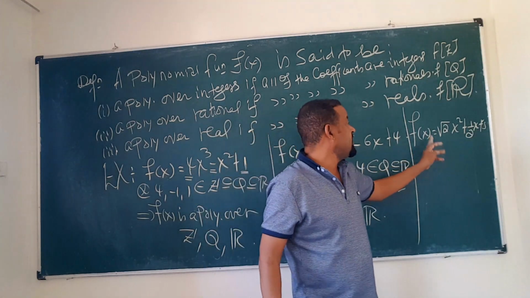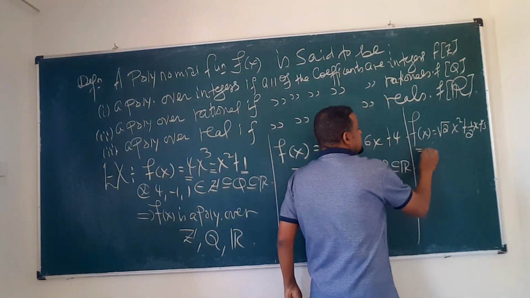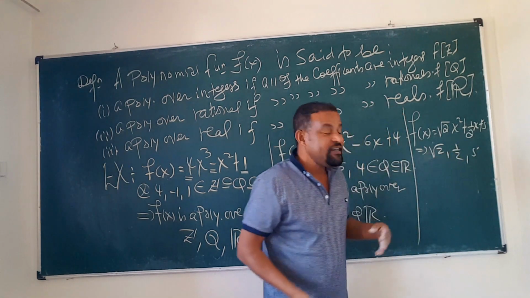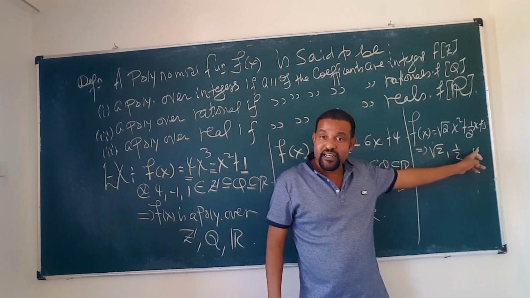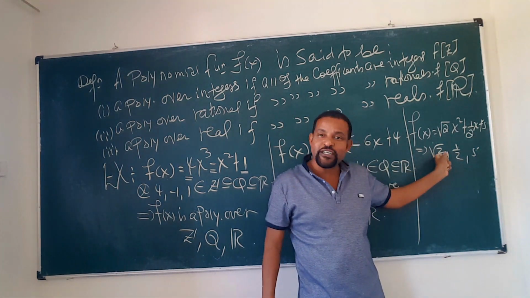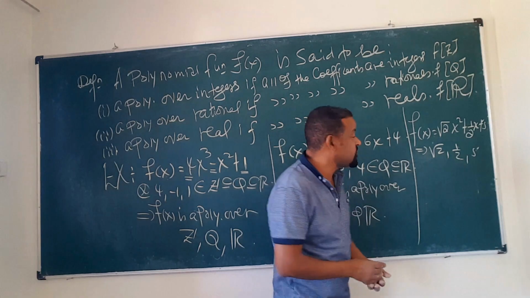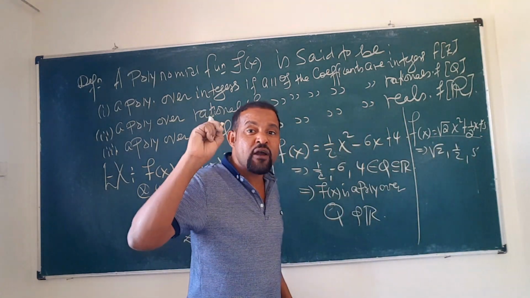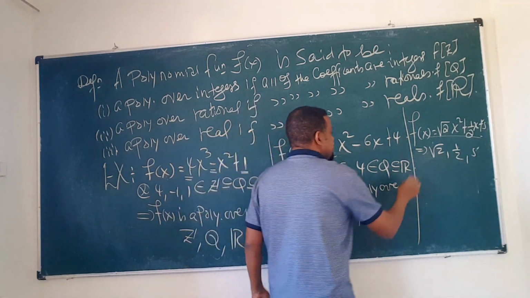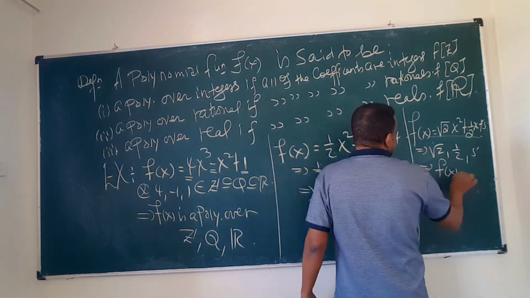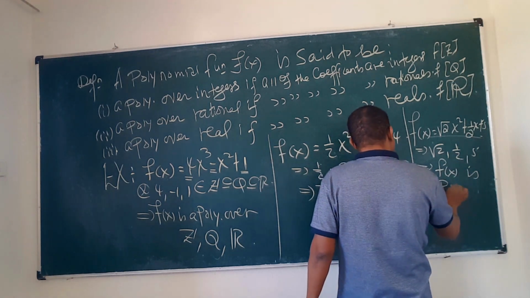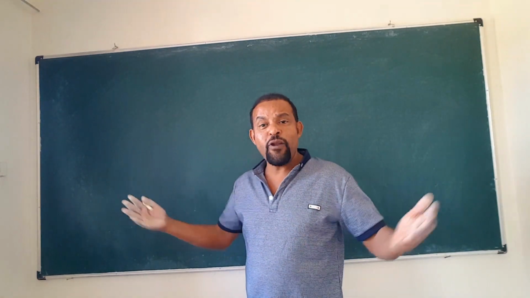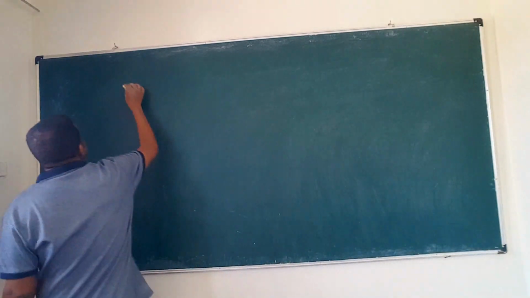If you go to the third case, look. f of x equals radical 2 x squared and so on; what are the coefficients? Radical 2, 1 over 2 and what? 5. Look, of course 1 over 2 and 5 are rationals, but radical 2 is not rational. It is a real number. So this polynomial is not a polynomial over integers, not a polynomial over rationals, but it is a polynomial over real numbers. So f of x is a polynomial over real numbers.